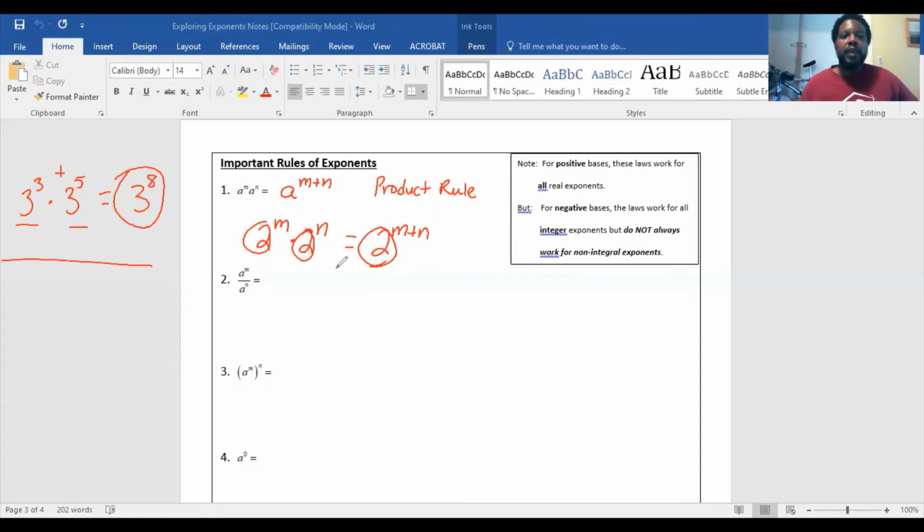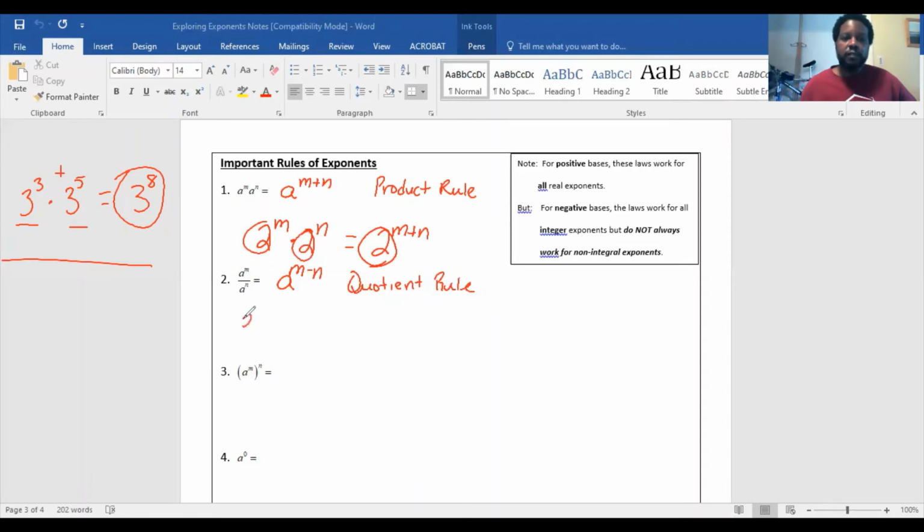Okay. In that same situation, when instead of multiplication, they're being divided, right? So I have a to the m divided by a to the n. I still keep my base, a, but then I subtract my exponents. I subtract n, because it's the denominator, from m, which is my numerator. So I do m minus n. This is known as the quotient rule. So an example with numbers that would look like this.